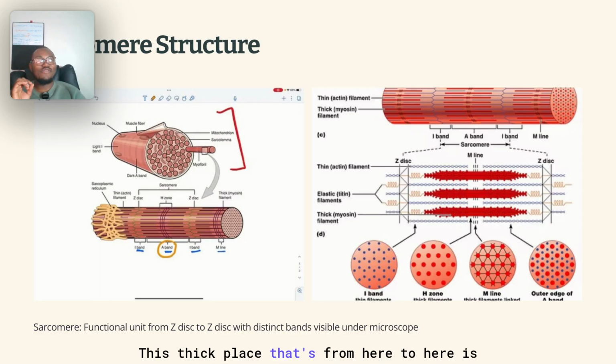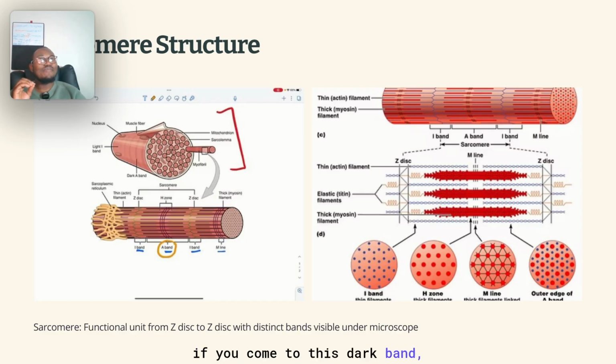This thick place, from here to here, is called the A band. That's the dark band. Dark band, light band. Dark band, light band. Very, very important for you to know. Extremely important. All right? The sarcomere is from this Z disc to another Z disc. It is known as the sarcomere.